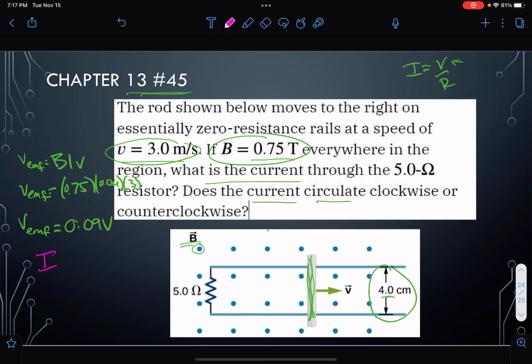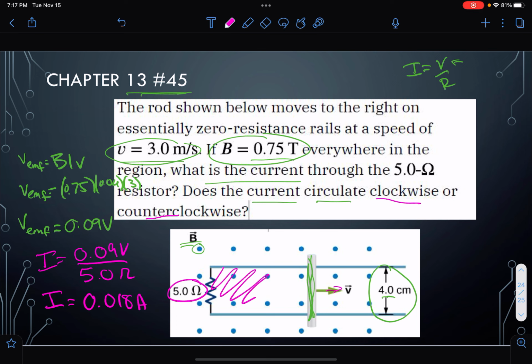I can then find my current using my 0.09 volts and my 5.0 ohm resistor, and I get a 0.018 amp current. So clockwise or counterclockwise? Well, if it's moving in this direction, this area here is getting bigger, right? So if my area is getting bigger, then that means my flux is getting bigger. So that means I'm going to point my thumb in the opposite direction.